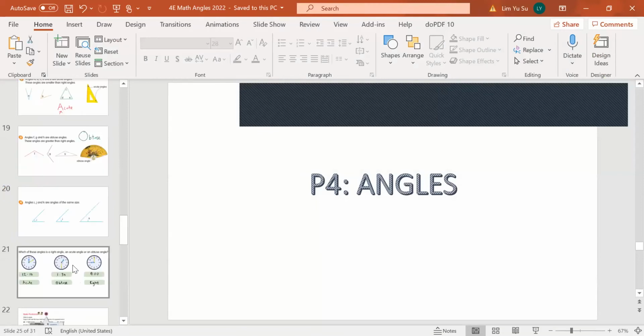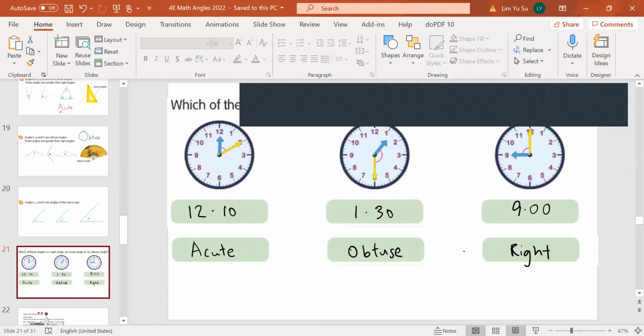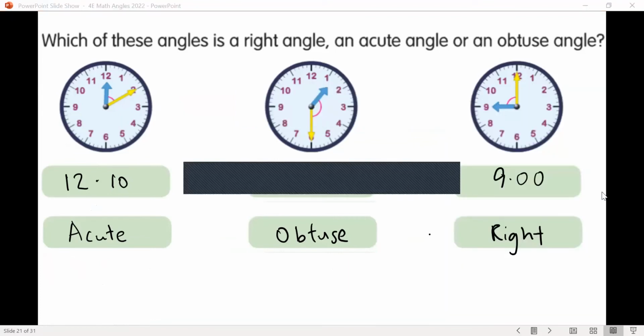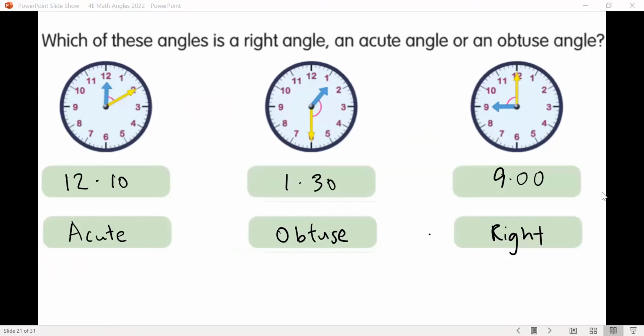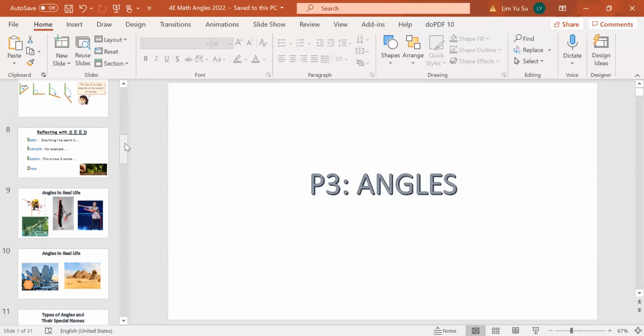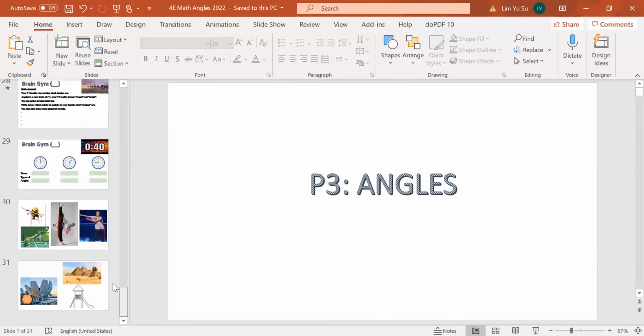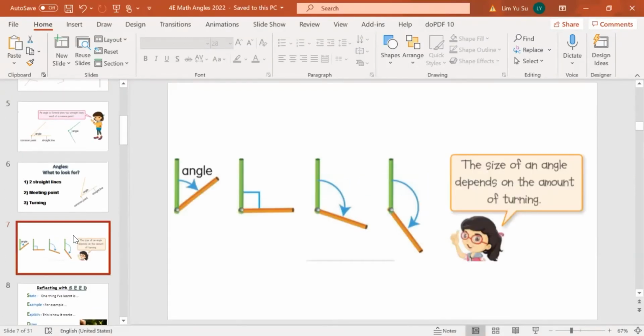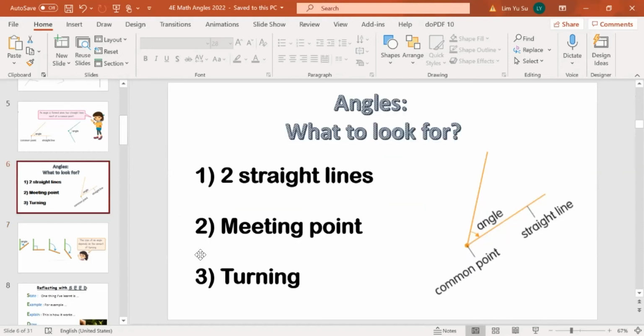Let's see if you got the correct answer. Okay. Now, all right. So yeah, I will go through the summaries again. So the summaries will be, I really like what Adriel mentioned about the size of an angle depends on the amount of turning. It shows that you should really remember what we've learned before.